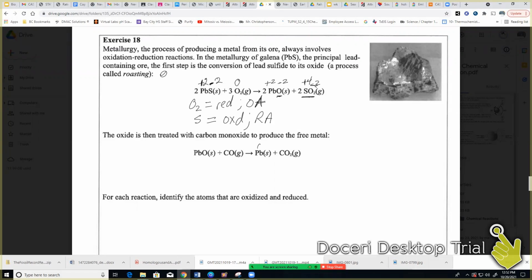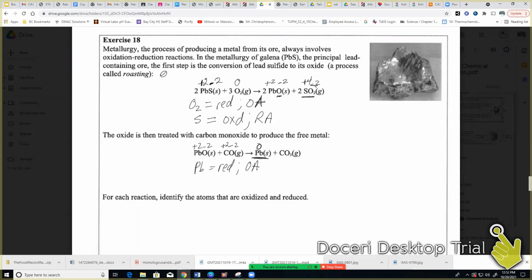Same thing over here. If I think about this, I know that that is a zero. It's all by itself. And over here, I have a couple of things that help me out. I have my oxygen, which is a negative two. So that means my carbon has to be a positive two and my lead has to be a positive two. To me, anytime I have a diatomic or an element all by itself, that makes it easy. So my lead went from a positive two to a zero. So what would it be? It would be reduced. Remember, it doesn't mean it has to go all the way to being negative, the charge just has to go down. So it is the oxidizing agent.